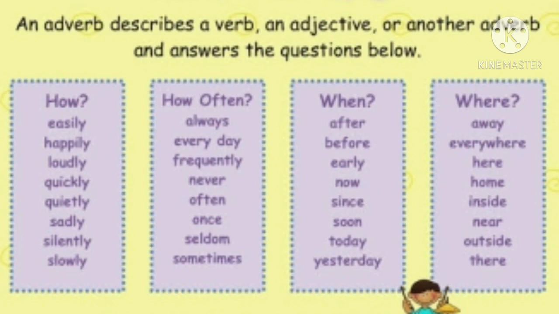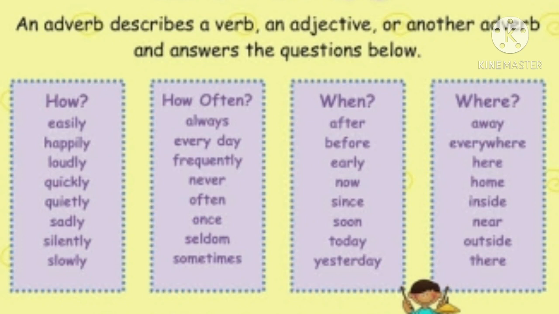For example, if I say, he did this work very easily, you can see here easily is written under how. So it is telling us how he did his work. Easily is an adverb. It gives information about the verb, meaning about the work.